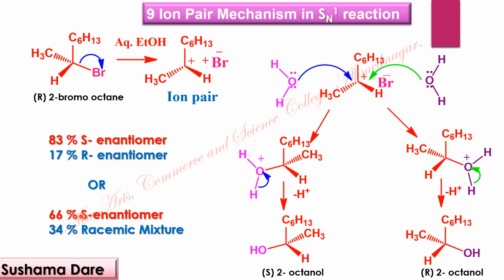So the theoretically expected stereochemistry of the product in the case of an SN1 reaction is 100% racemization, but practically, due to the formation of the ion pair, we see the exact opposite situation: a small percentage of racemic mixture, while a larger percentage shows inversion of configuration.